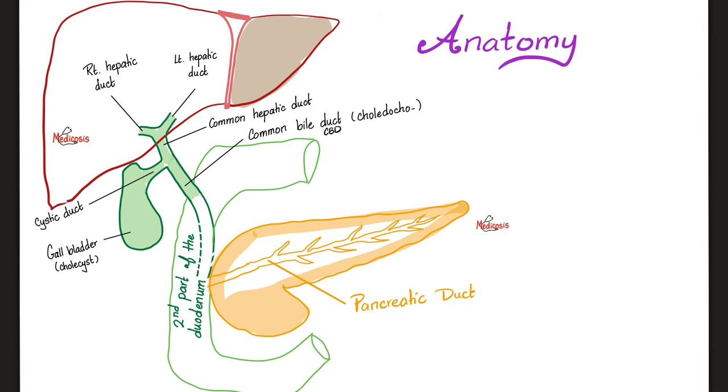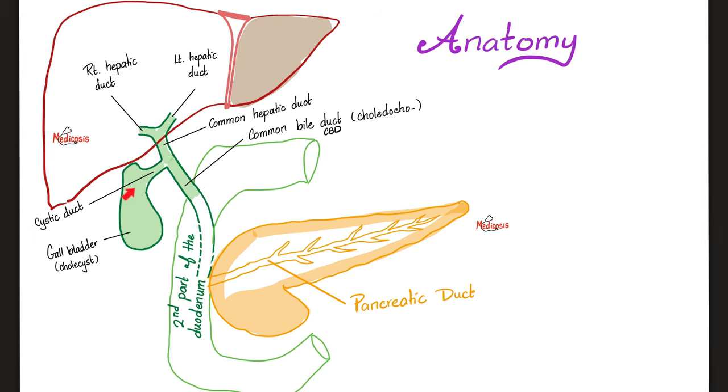The anatomy of it. Here's your lovely liver. The liver secretes what? Bile. The right hepatic lobe is going to secrete the bile into the right hepatic duct. The left hepatic lobe is going to secrete it into the left hepatic duct. Now bile is here. Right hepatic duct and left hepatic duct will meet in the middle, and now it's called the common hepatic duct. Alright, let's stop here.